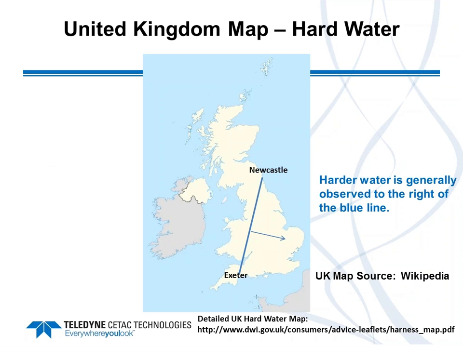So first, we'll look at a number of maps. And again, these are general maps. This is just a UK map with a source from Wikipedia. But this is describing, in general, the water hardness that is observed in the UK, and drawing a line from Newcastle in the northeast down to Exeter in the southwest. To the right of that line, of the blue line, or the southeastern part of the UK, is generally where there is harder water. At the bottom of the slide, there is a link for a detailed UK hard water map.